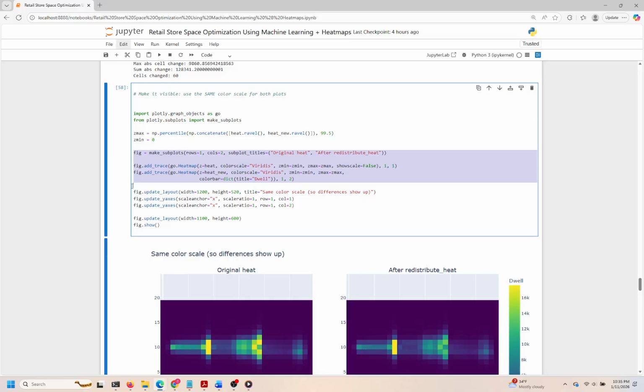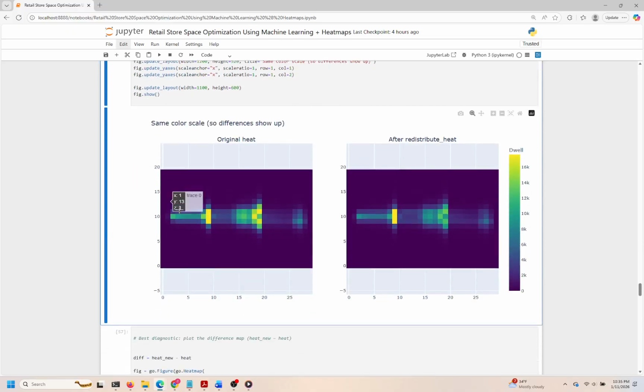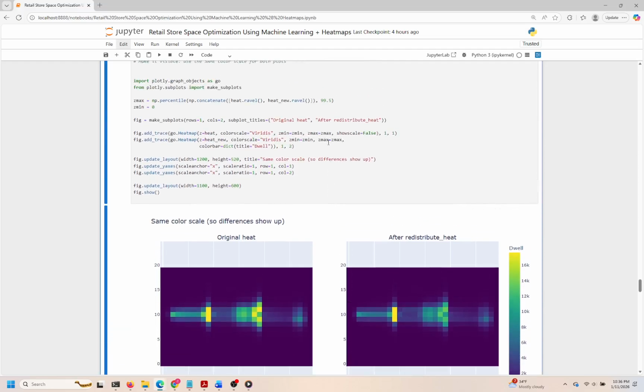As we move to the next cell, we will likely delve deeper into the data insights that emerge from these visual comparisons. This analysis will help us understand how the redistribution of heat affects overall performance and inform any necessary adjustments moving forward. Cell 15.